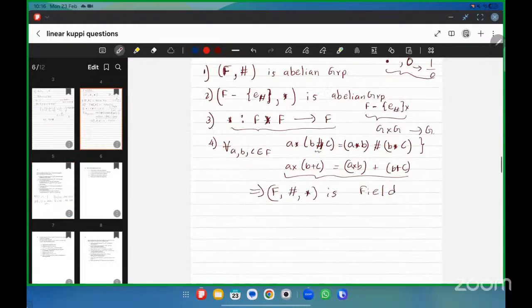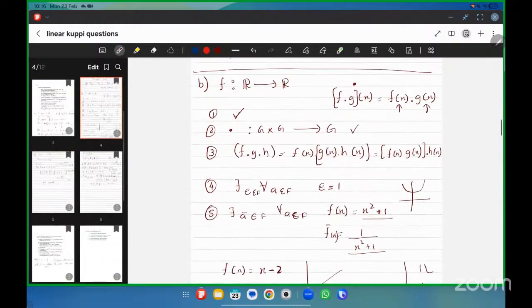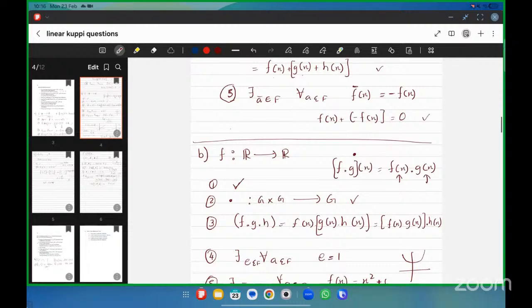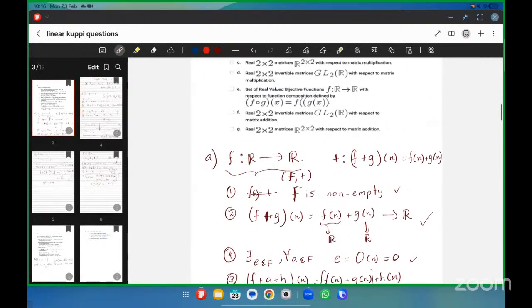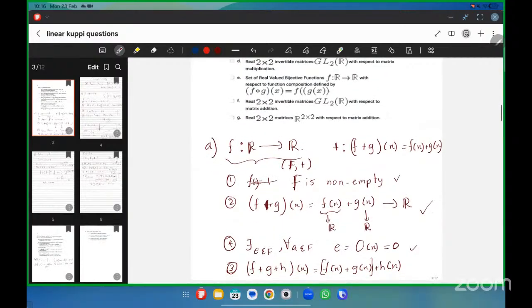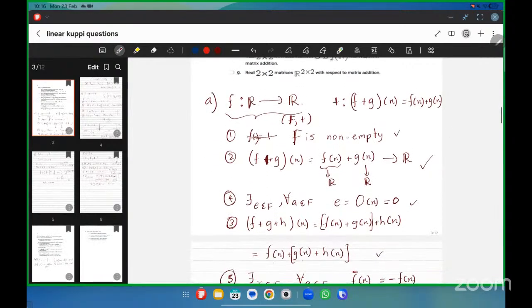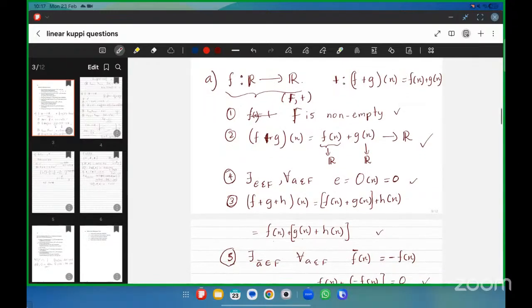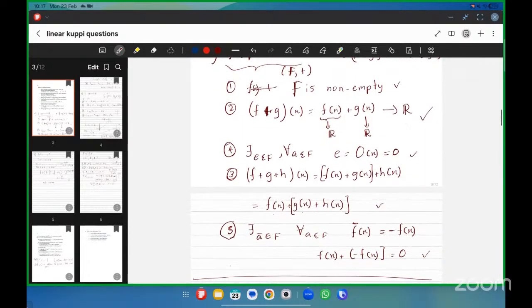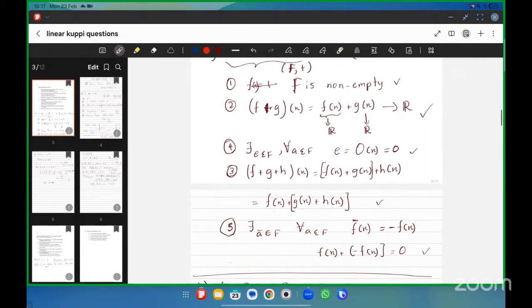Okay, I think we already checked the f plus g. Here we check the f plus g, so it is non-empty, and it's a function. The output also falls into that same set, and the third, fourth, and fifth conditions are fulfilled.